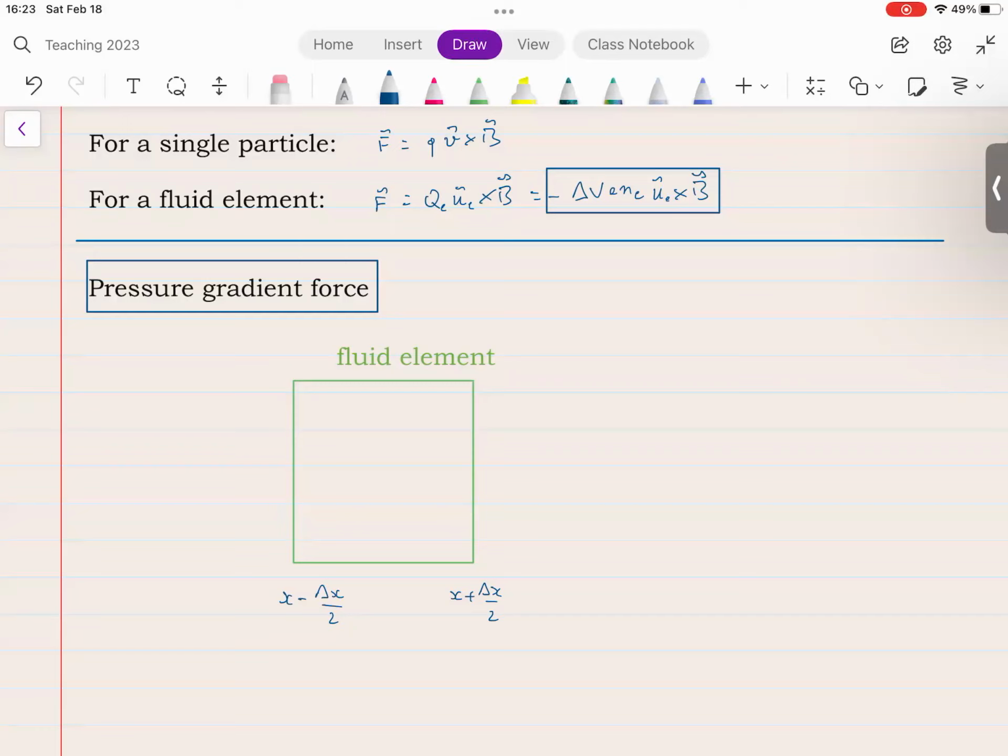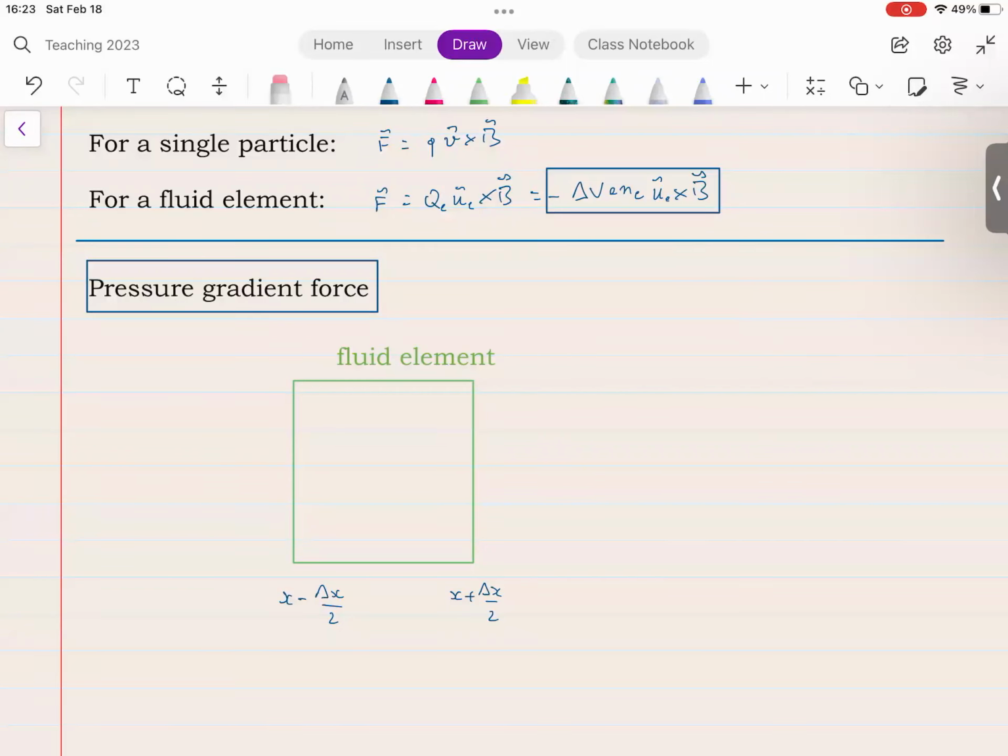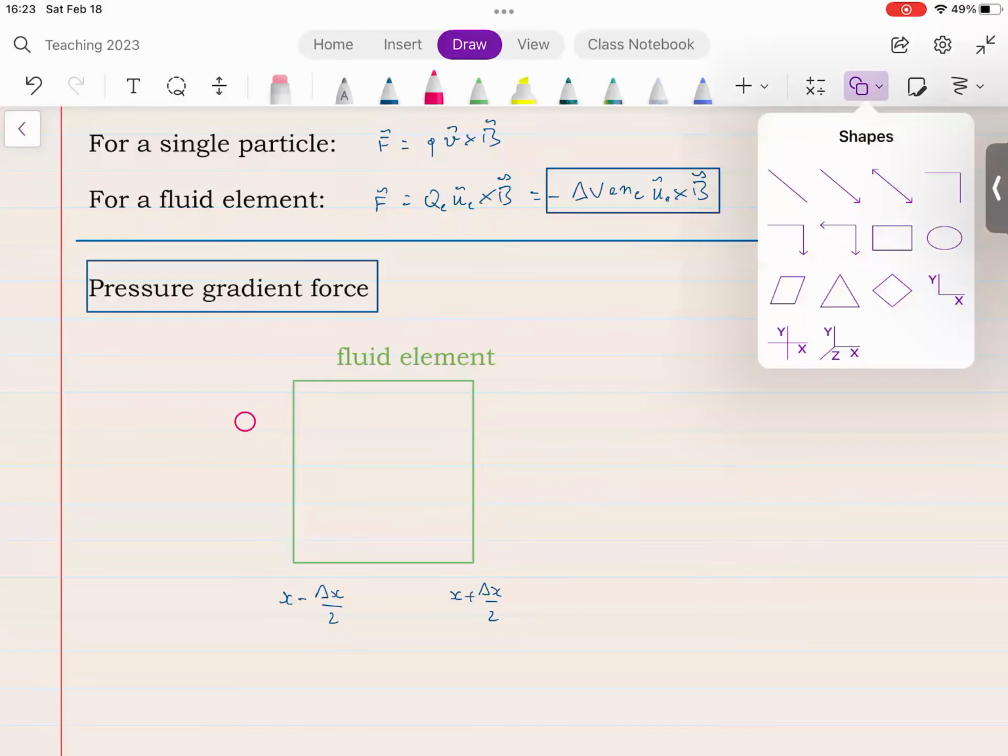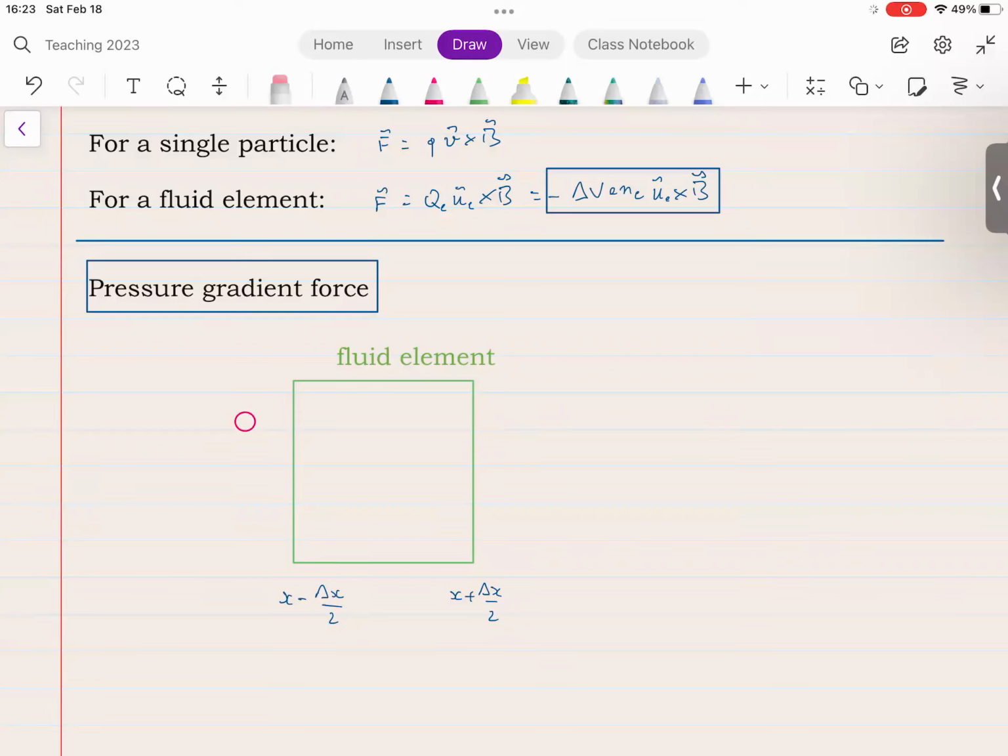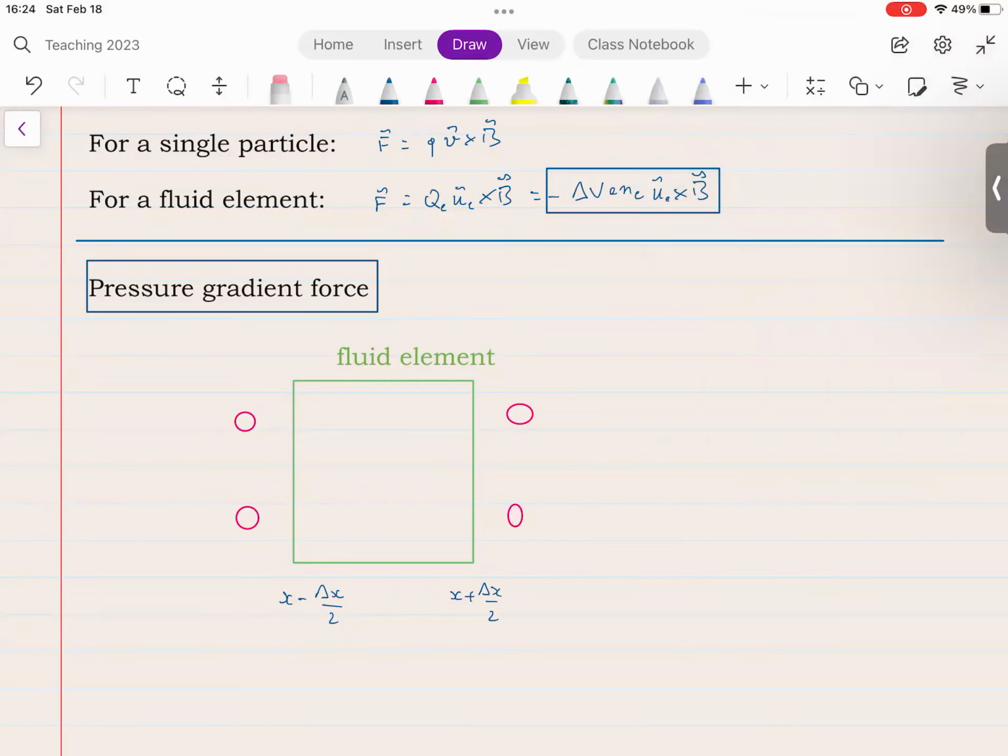And well, there are going to be 4 types of particles. I'm going to have particles on the left, 2 options, and particles on the right. I'm drawing 2. This is like a bit of a fat particle, but that's okay.